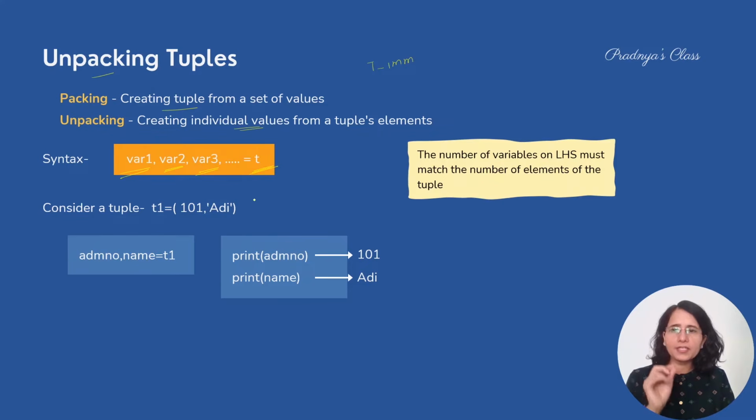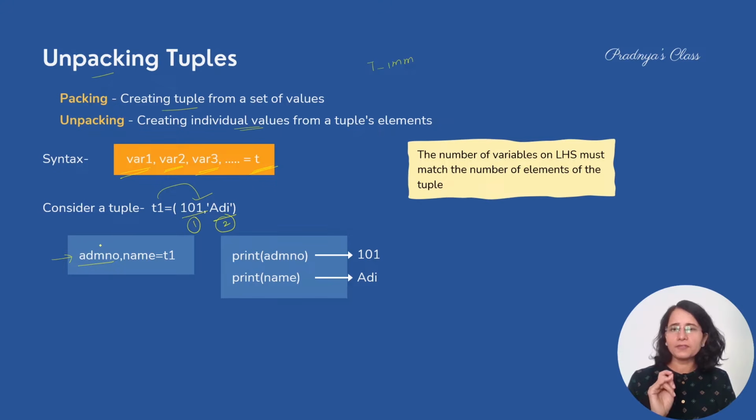We'll try to understand this concept with one simple example. Consider one tuple having 2 elements here. This is the first element and this is the second element. Now I have to unpack this. I will initialize these values to some variables. So this is the syntax. First we have to write the variable name.